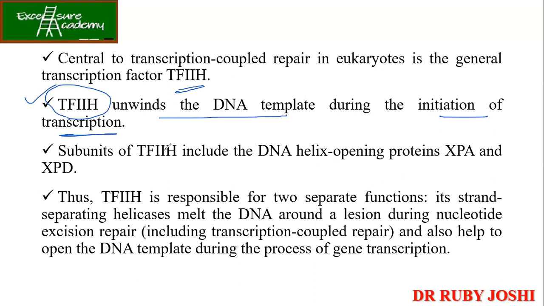Okay. So the subunits of TF2H include DNA helix opening proteins called XPB and XPD. Remember what the function of XPB and XPD was? They are related to the function of UVRB, which melts the DNA. Do you remember? Okay. So along with this, your TF2H is also working. Now it is responsible for two separate functions. First, it has strand separating helicase activity, which melts the DNA around the lesion during NER. And also it helps in opening the DNA template during the process of gene transcription.